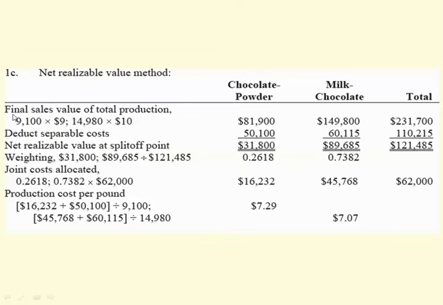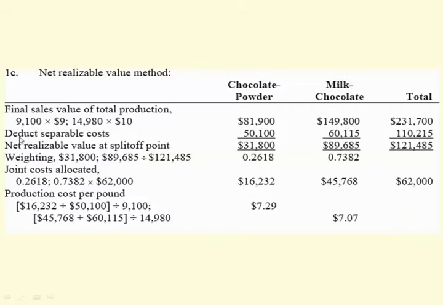So first step, we need to calculate final sales value of total production. Total production is 9,100 pounds. Multiply $9 per pound will result in $81,900. For milk chocolate, 14,980 multiplied by 10 will result in 149,800.